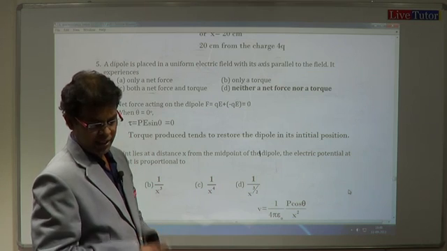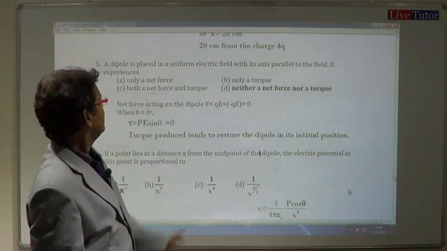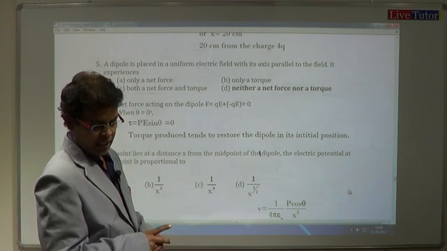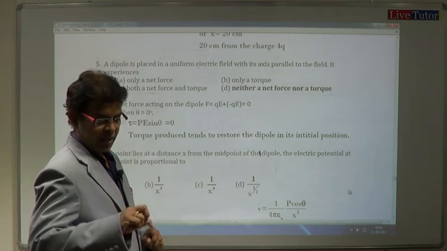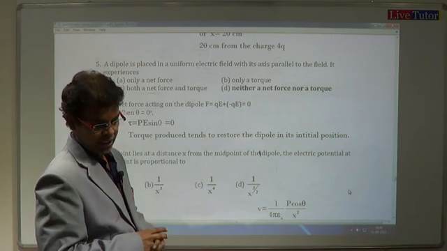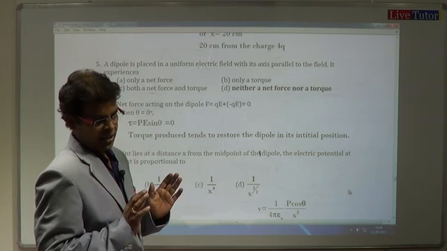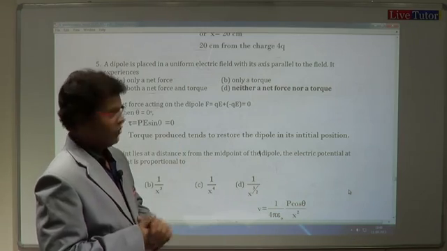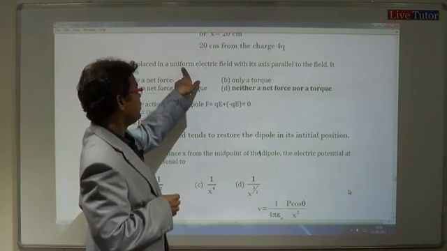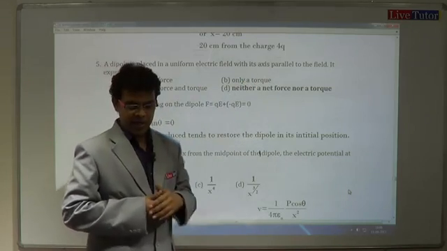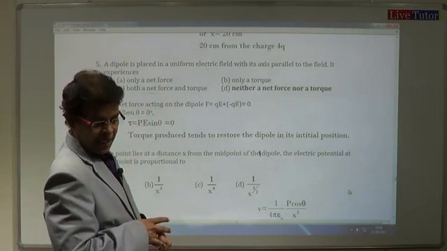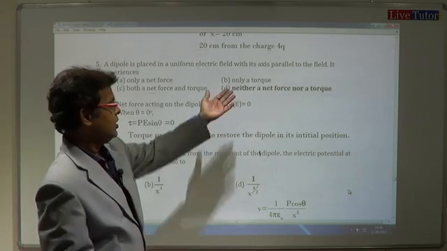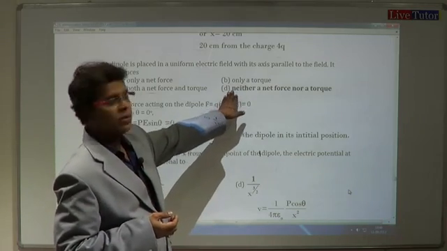If the dipole is placed in a non-uniform electric field at an angle theta, that is one question. Before that there is another question. What will it do? It will neither experience a force nor a torque. Because we know that if it is placed in a uniform field with its axis parallel, what will happen? If it is parallel, it will have no force or no torque. Neither a force nor torque. Both will not be there.